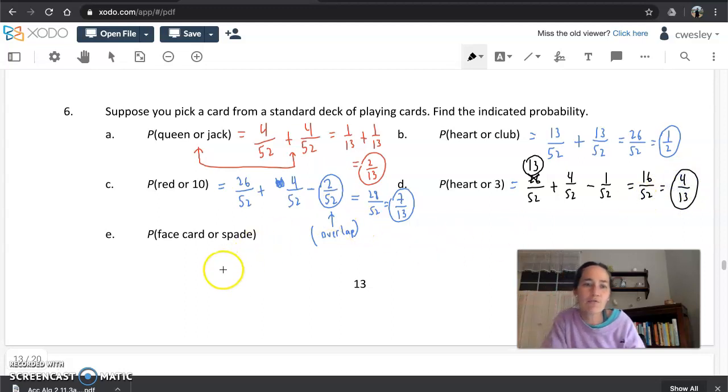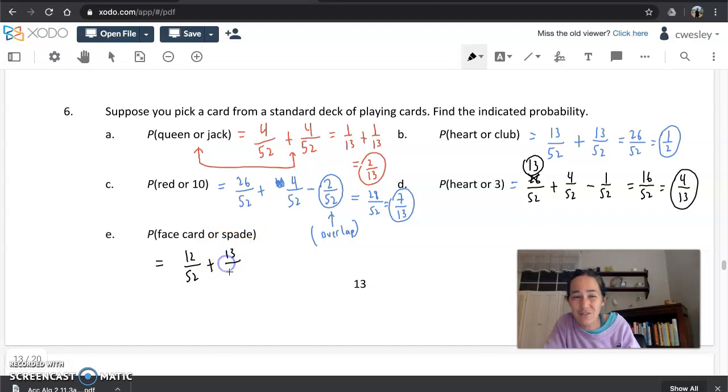Last one. Face card or spade, right? We talked about face cards in the previous lesson. You've got all the cards with faces on them. So the Jack, Queen, King of all 4 suits. There are 12 face cards total out of 52. Plus all the spades. I see or means plus, so all the spades.